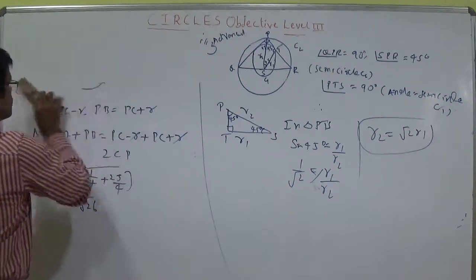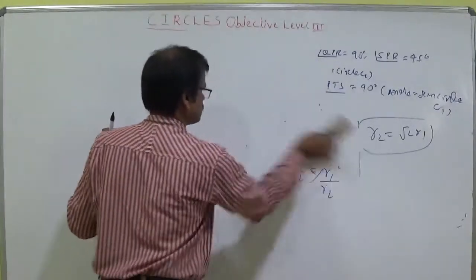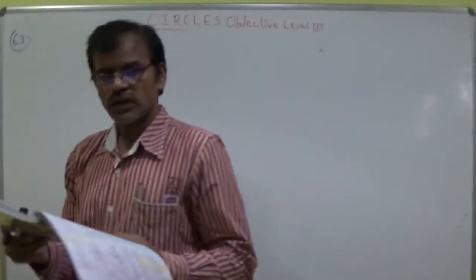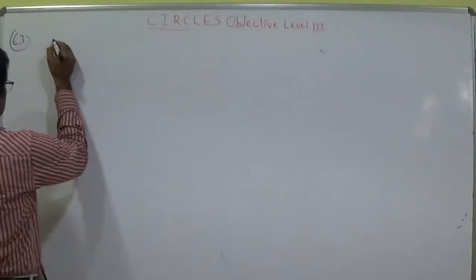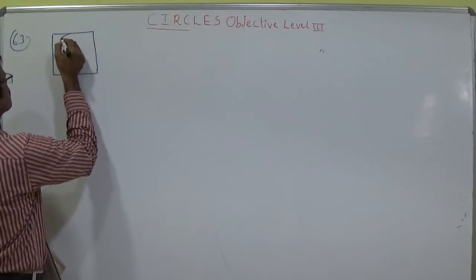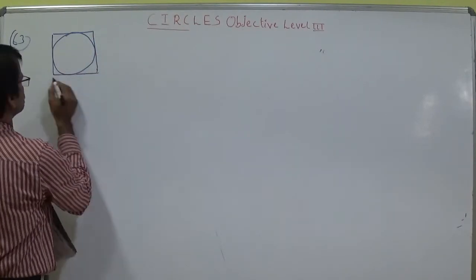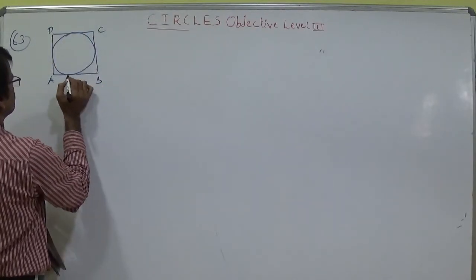Now, let us discuss the 63rd question. The value of theta in 0 to 2 pi, so that the circle always lies inside the square of unit length. Let us draw a square of unit length. In that square, draw a circle. Put here the name ABCD. Square of unit length.